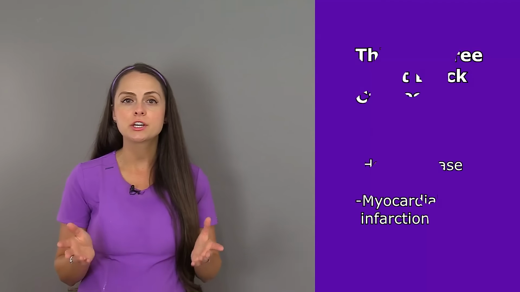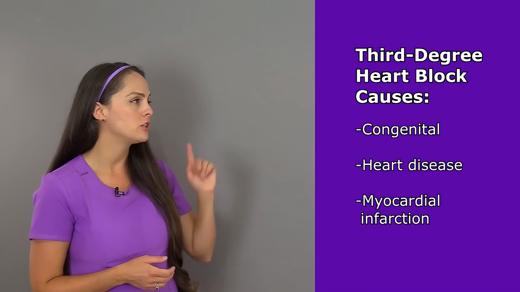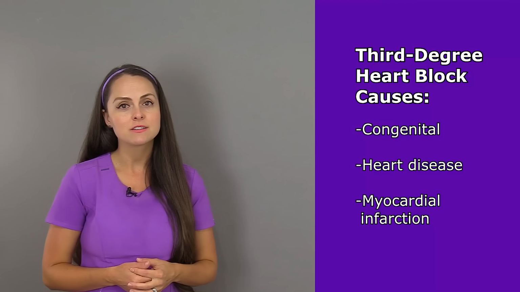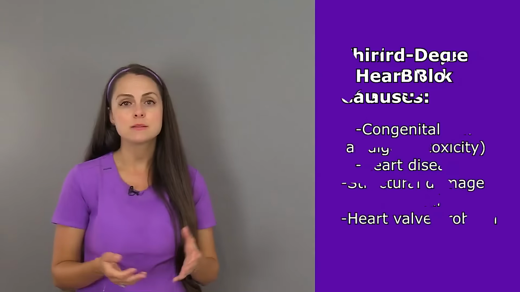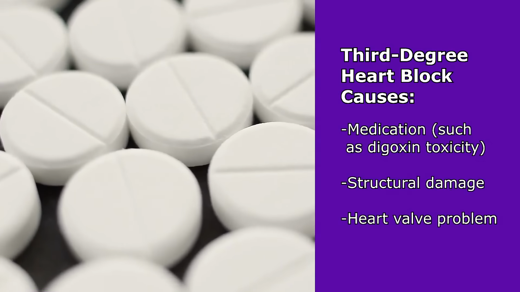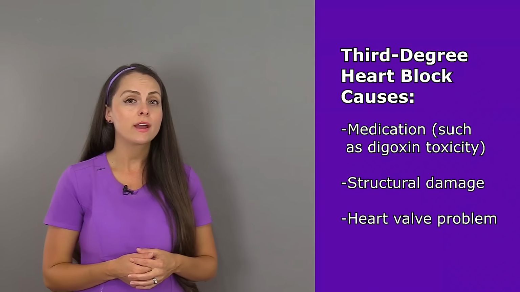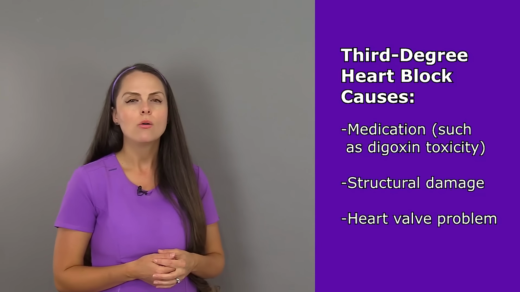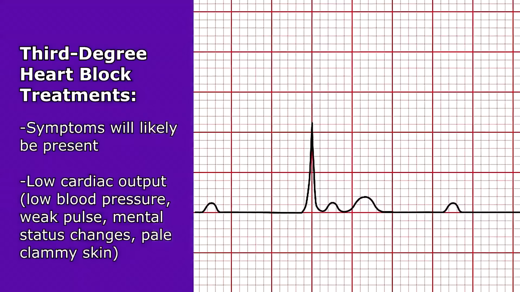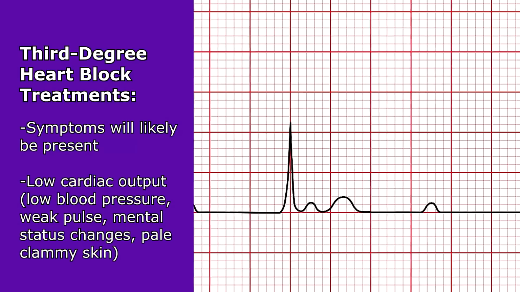Now, what could cause this type of heart block? Well, the person could be born with it, so it could be congenital, or the person has severe heart disease, or they have a myocardial infarction, or they're taking some type of medication that they became toxic on, like digoxin, or they have structural damage to their heart that's affecting the electrical conduction system, or there is a heart valve problem. Now, what is the treatment for a third-degree heart block?